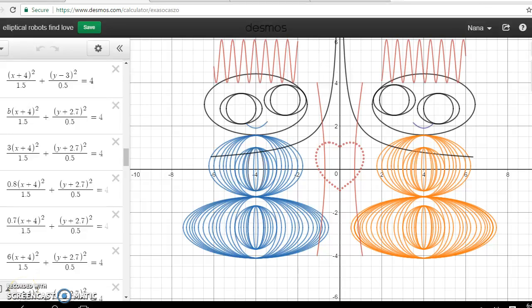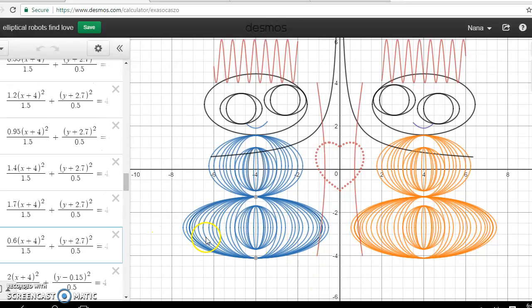So for my Conics sections project, I decided to depict a love story of sorts. These are two elliptical robots finding love after a force has tried to break them apart. The force here being this hyperbola right in the middle, but before I talk about that, I want to start with these ellipses as they're kind of the focal point of this whole image.